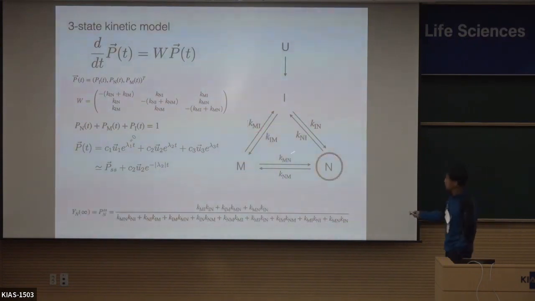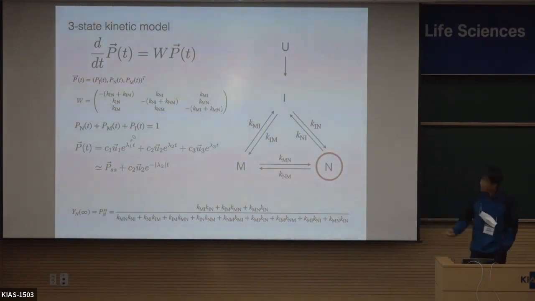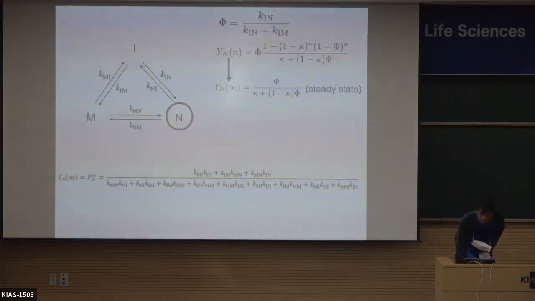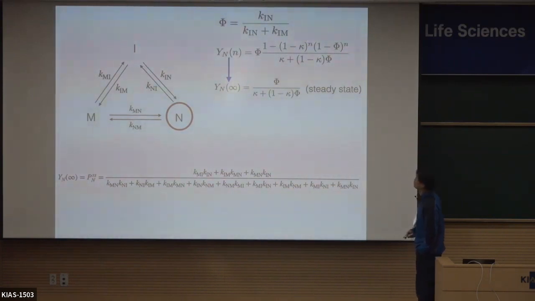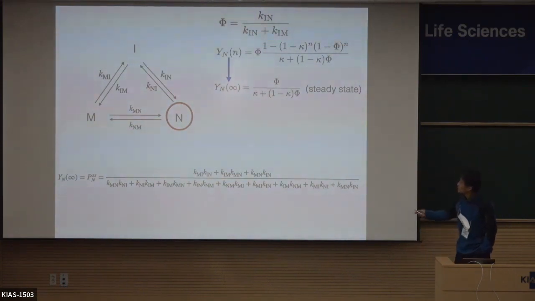And also, you can actually get the steady state population of native states or misfolded states and even I states. So these are the expressions, okay? The expression for the native yield at steady state, as I mentioned, can be obtained by putting n equal to infinity. This is the steady state expression for the native states. And you can now compare this expression and this expression, under a certain condition. So this entire full expression can be compared with this expression.